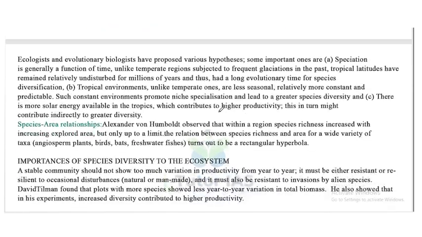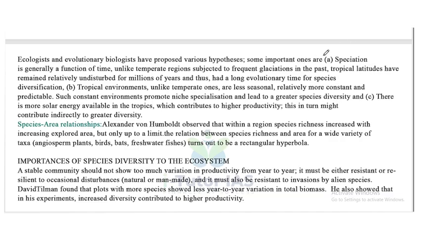Moving on to the next page. Ecologists and evolutionary biologists have proposed various hypotheses. So what is the reason behind this decrease of species diversity from the equator to the poles? The biologists have a few reasons for it. Let's check it.